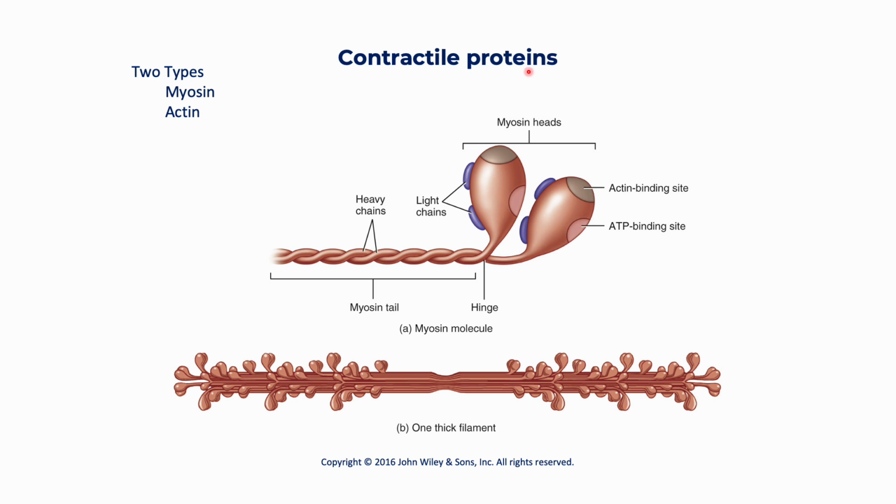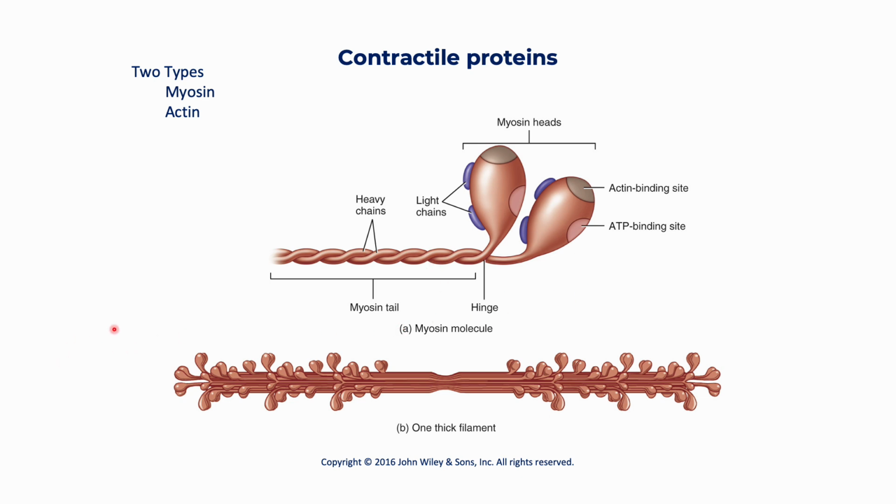All right, contractile proteins. As we said earlier, there are two types of contractile proteins, myosin and actin. Myosin is a contractile protein that makes up the thick filament, which is what we're looking at over here. A myosin molecule consists of a tail and two heads. These heads bind to the myosin binding sites on the actin molecules of thin filaments during muscle contraction.